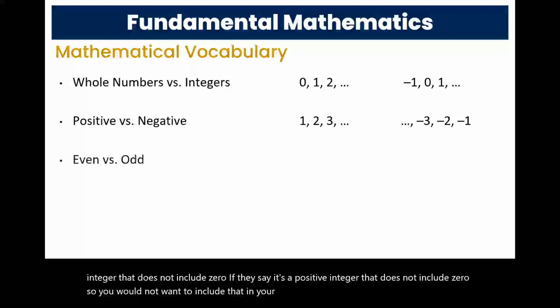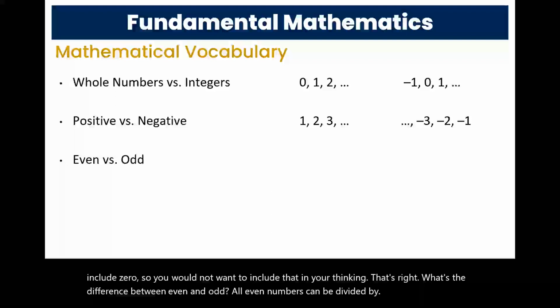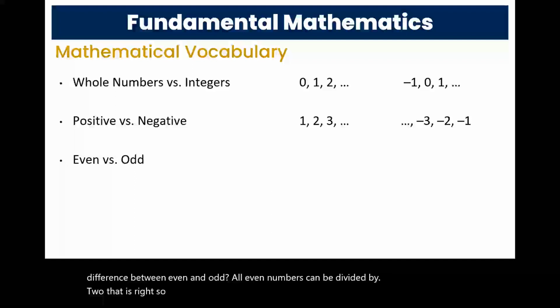That's right. What's the difference between even and odd? All even numbers can be divided by 2. That is right. So is 0 an even number, or is it an odd number?